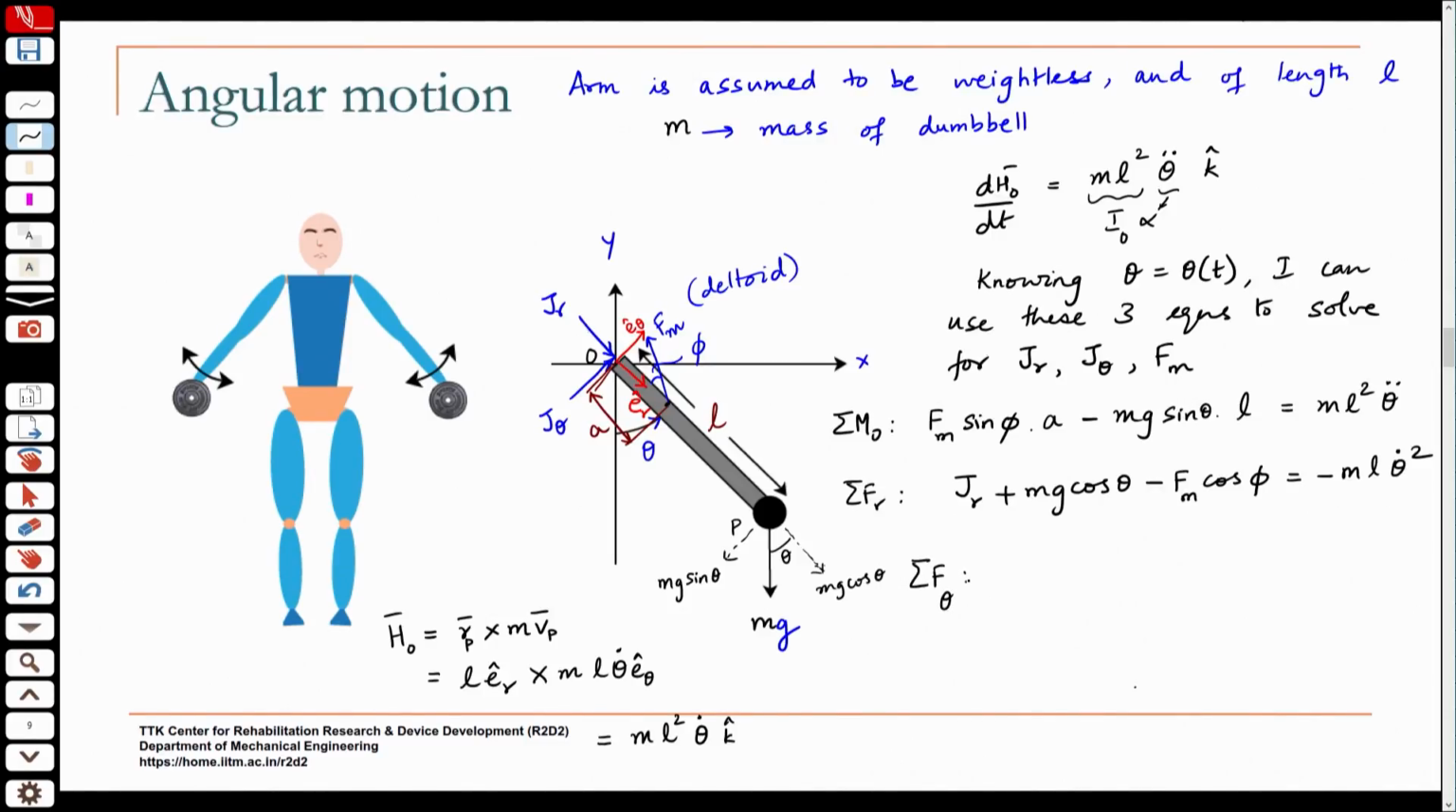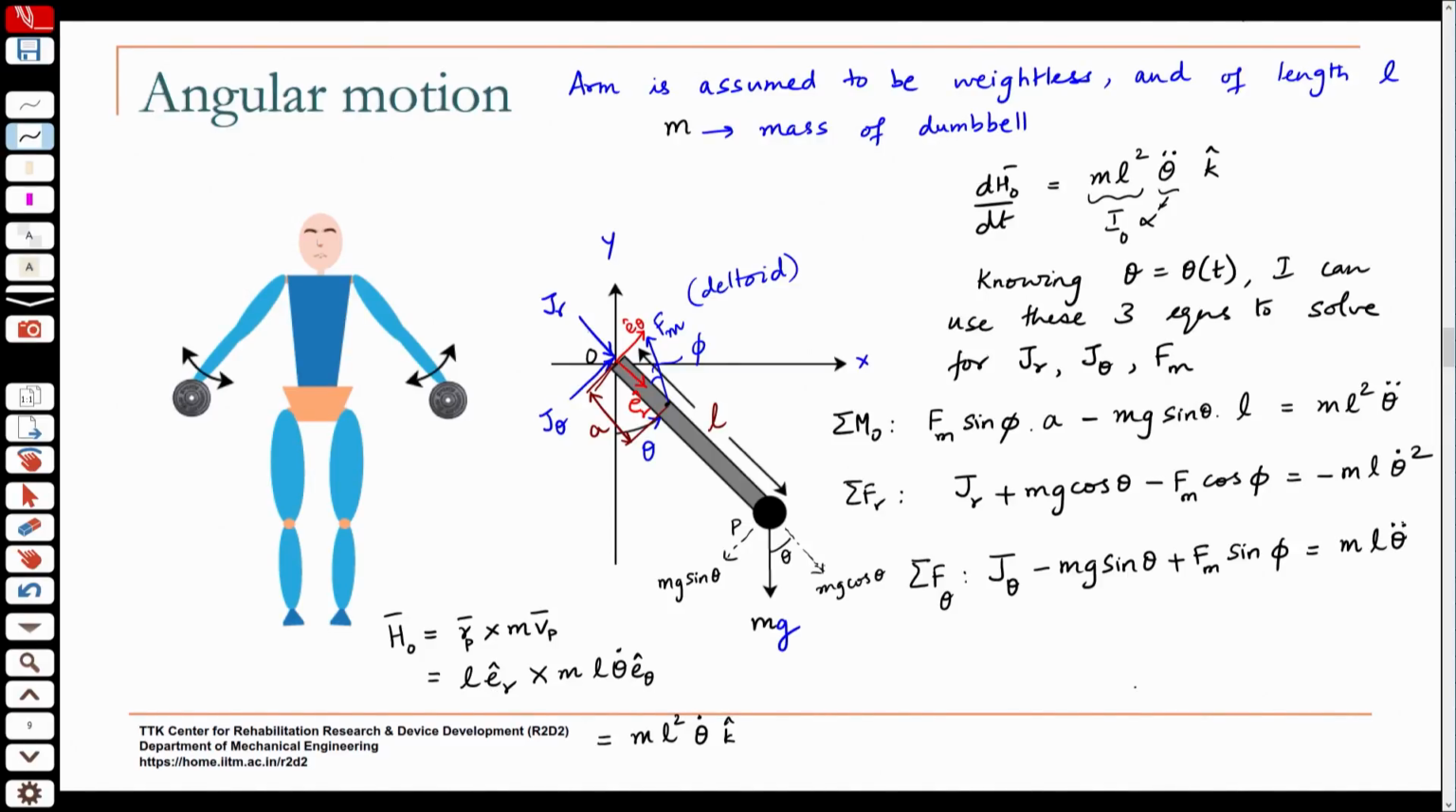And summing the forces in the tangential direction, I have j theta minus m g sin theta plus f m sin phi. And what is the acceleration in the tangential direction? M into L theta double dot.